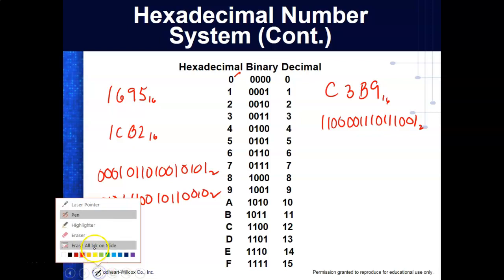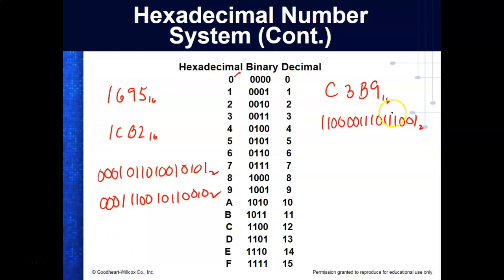What I'm going to do is start with the least significant bit, and I'm going to set it off in groups of 4s. 1, 2, 3, 4. 1, 2, 3, 4. 1, 2, 3, 4. 1, 2, 3, 4. And then I would write down the hexadecimal equivalent for each one of those patterns. So what's that pattern right there? That's a pattern for a C. That's a pattern for a 3. That's a pattern for a B. That's a pattern for a 9. And what I did is I just went from binary to hex.